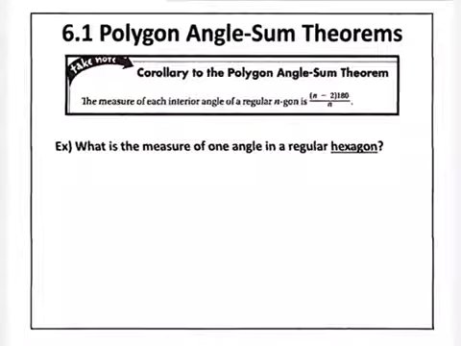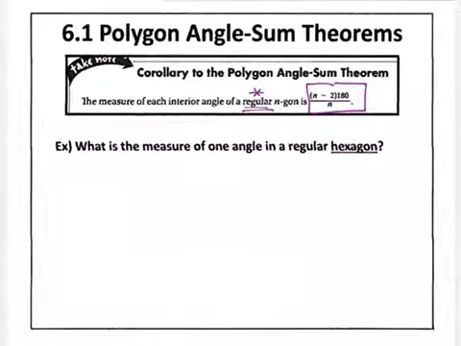To find the measure of each interior angle of a regular polygon, you're going to use the formula n minus 2 times 180 divided by n. So you're taking the number of sides minus 2, times 180, and then dividing by the number of sides to find a single individual angle inside that polygon. And this works for regular polygons.